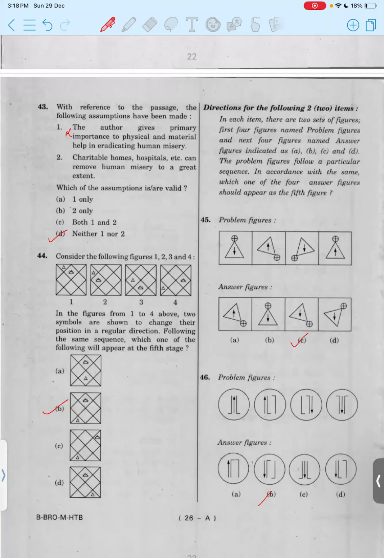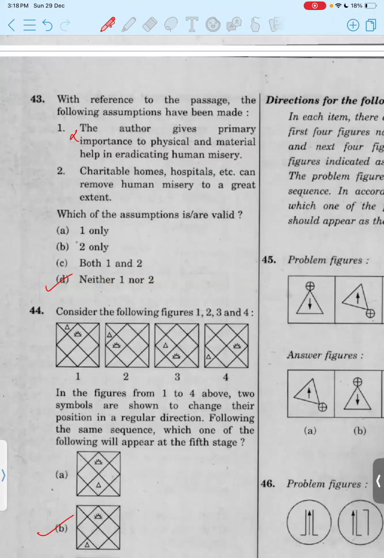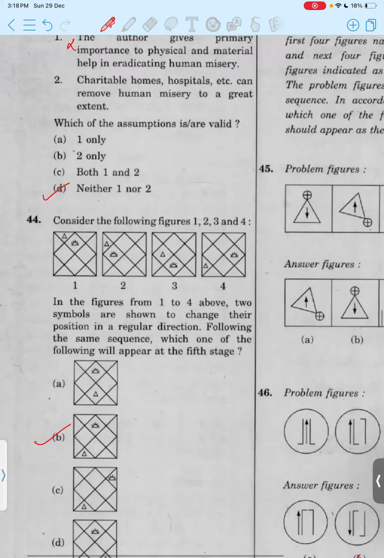Coming to question 43, on the basis of the paragraph itself, we have to identify the right answer with reference to the passage. Following assumptions have been made. Here, none of these statements is correct. So the answer is D.